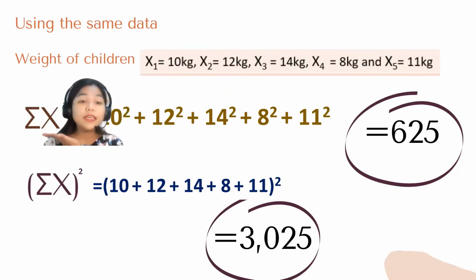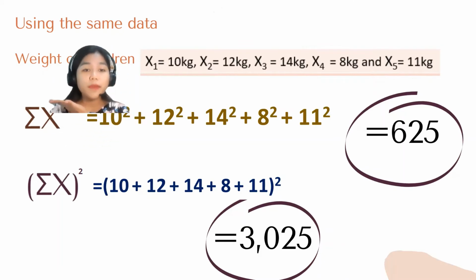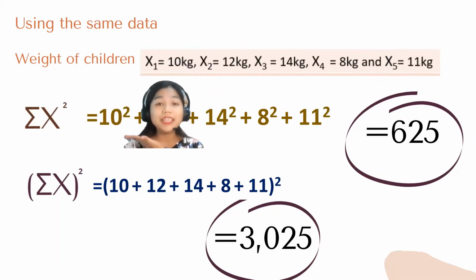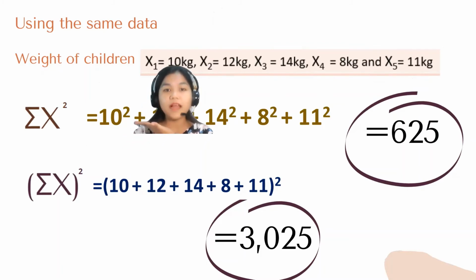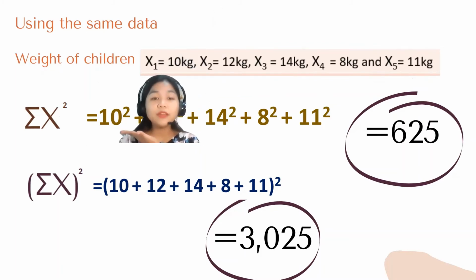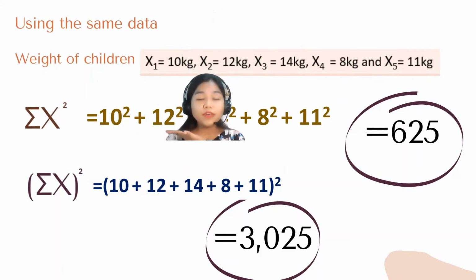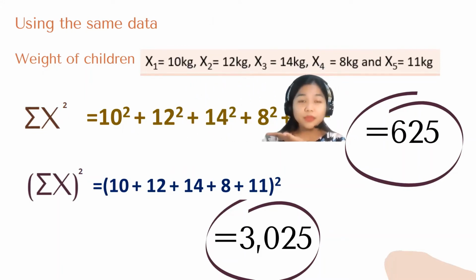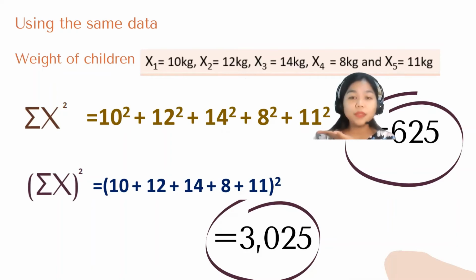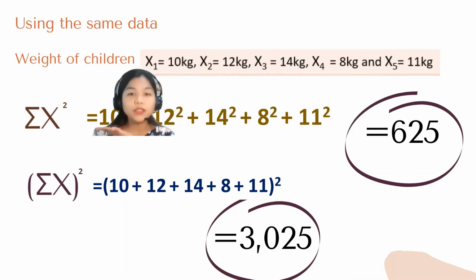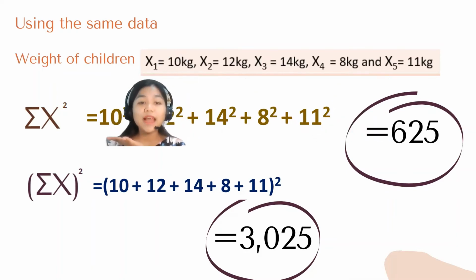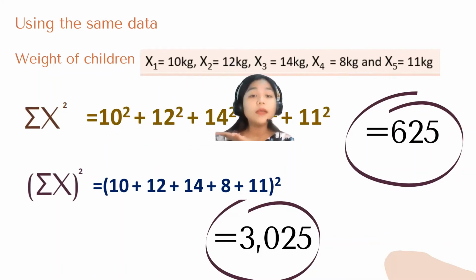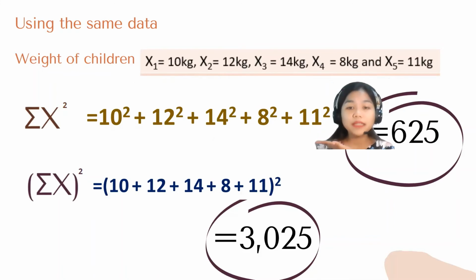We've learned that to compute for the sum of the squares, we are going to square each value of x first. Hence, we are already given the values of x. 10 kilograms for the first child, 12 for the second child, 14 kilograms for the third child, 8 kilograms for the fourth child, and 11 kilograms for the fifth child. So we are going to square each value of x. So 10 squared plus 12 squared plus 14 squared plus 8 squared plus 11 squared.